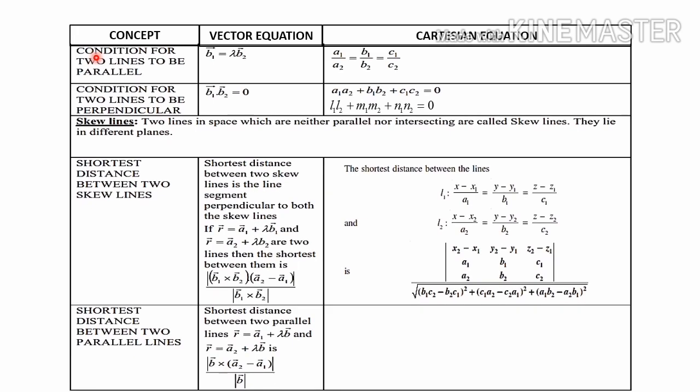Next, the condition for two lines to be parallel: vector b1 equals lambda into vector b2, or a1/a2 equals b1/b2 equals c1/c2. Their direction ratios are proportional, that is in Cartesian equation form.